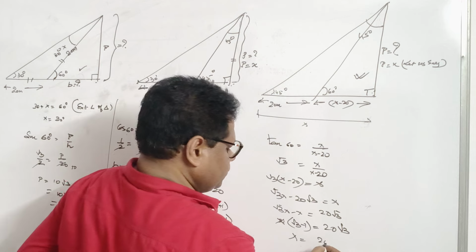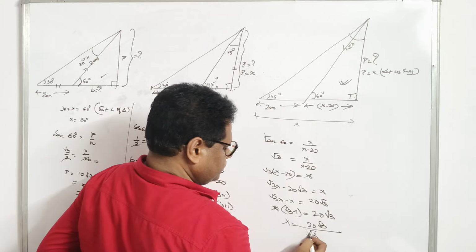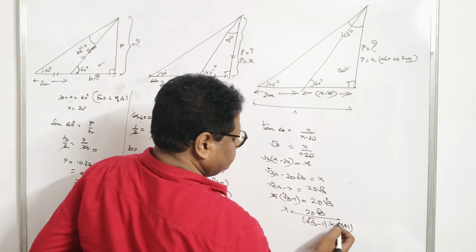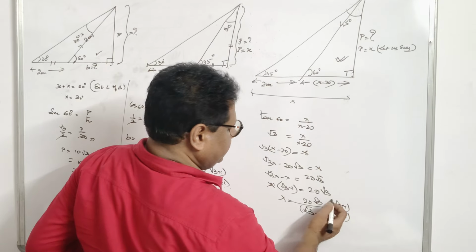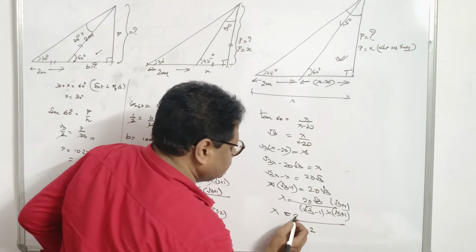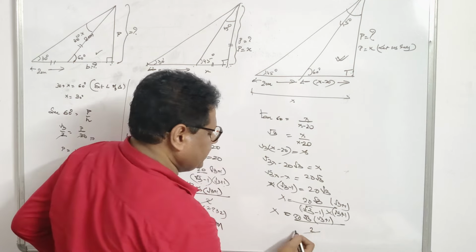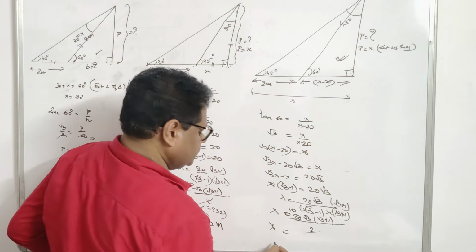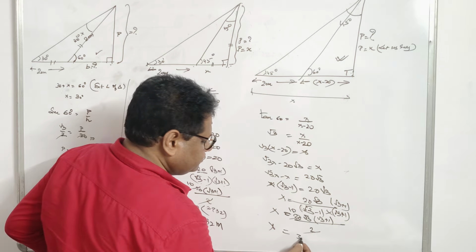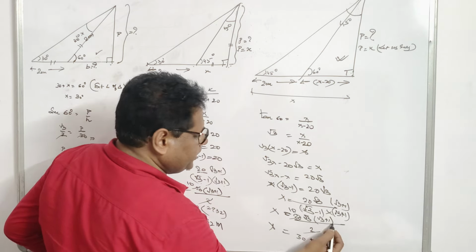So x is 20 root 3 divided by root 3 minus 1. Now you can rationalize this. Multiply by root 3 plus 1, numerator and denominator. So now in the denominator we have 2. This is 20 root 3 in the numerator multiplied with root 3 plus 1. You can cancel, leaving 10 times. Now x equals, open the bracket carefully, 10 root 3 into root 3 is 30. How? Root 3 into root 3 is 3, into 10, 30, plus 10 root 3 into 1 is 10 root 3.